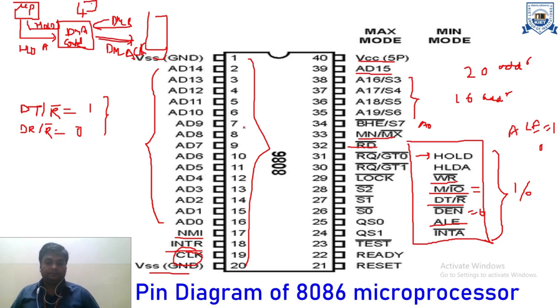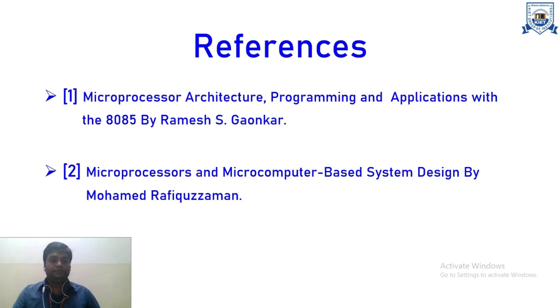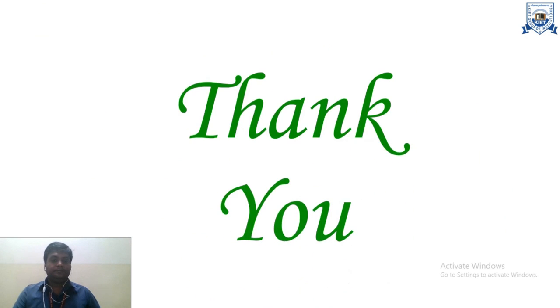INTA complement is the response to INTR. When an interrupt request is made by maskable devices and that request is accepted by the microprocessor, this acknowledgement signal is sent to the peripheral devices. For that we use this particular pin. So this is all about the pin diagram of 8086 in minimum mode. These are the references. Thank you so much.